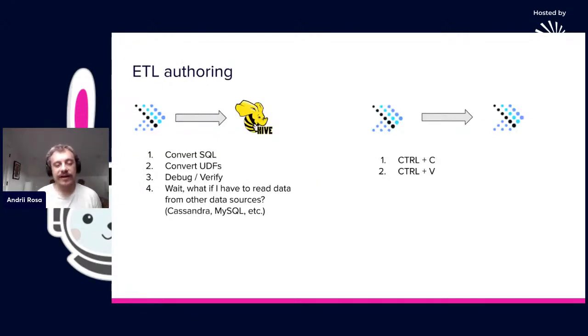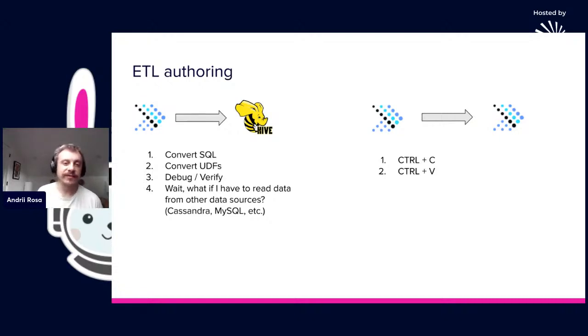Now, in order to convert my interactive query that was already built, so I already had an interactive query that had all these joins, all the proper conditions, aggregations, and whatnot, into a batch pipeline, originally I would have to convert it to HQL. That was the dialect that Hive could understand. And in doing so, I would have to translate all the UDFs, convert SQL, and run it at least one time or more, depending on the situation, to check whether it produces the correct results.